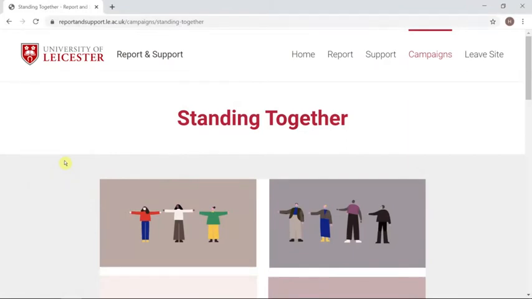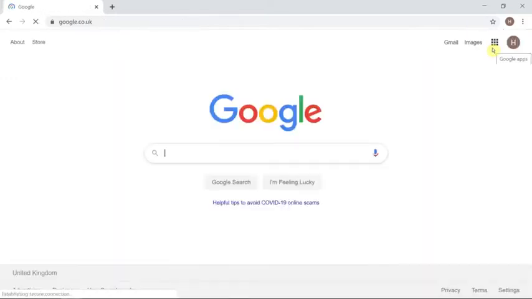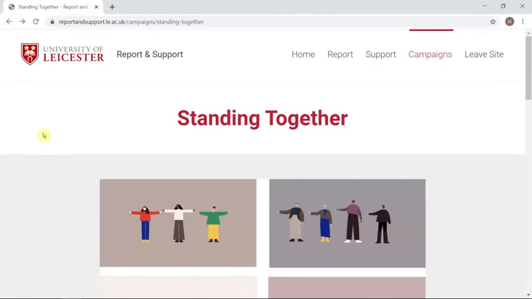If you need to leave the system at any point, you can use this option, which will take you to the Google homepage. If you were to just close your tab at any time during your information input, this information will not be saved, so this is also an option to you.